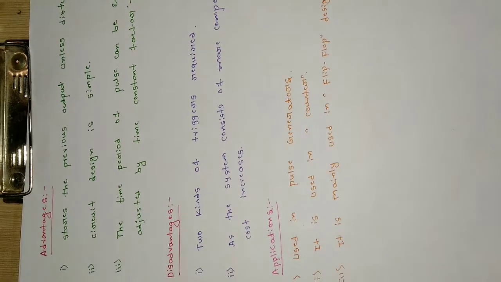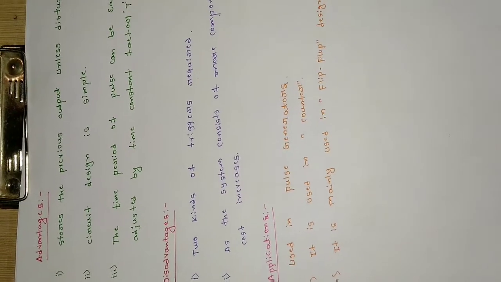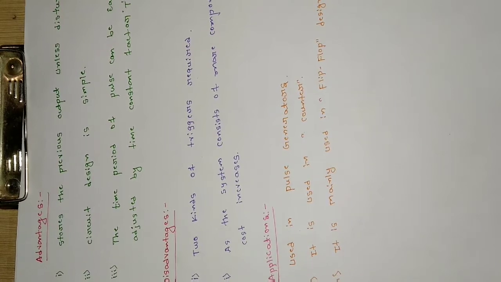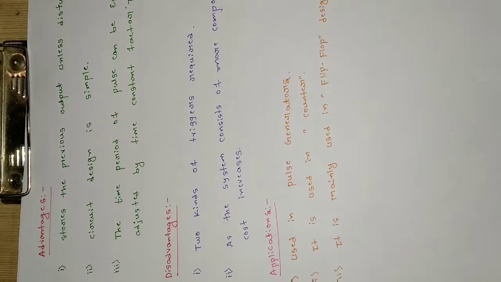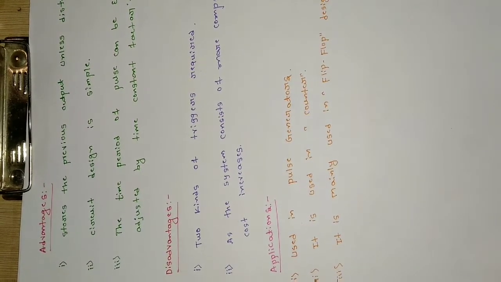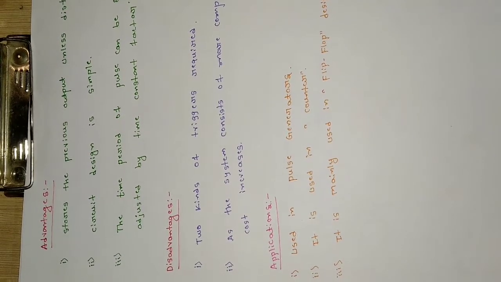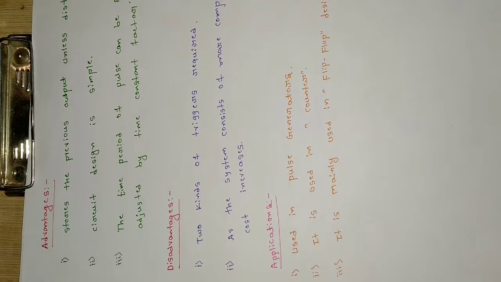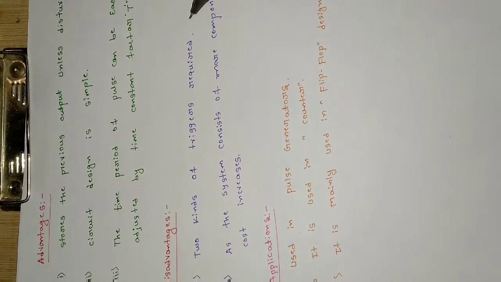And now coming to the disadvantages. The first disadvantage is that two kinds of triggers are required. As I showed you, one is applied to the transistor Q1 and one is applied to Q2. In case of astable, there is no trigger required, and in case of monostable, only one trigger is required. But in case of bistable, we need two triggers.